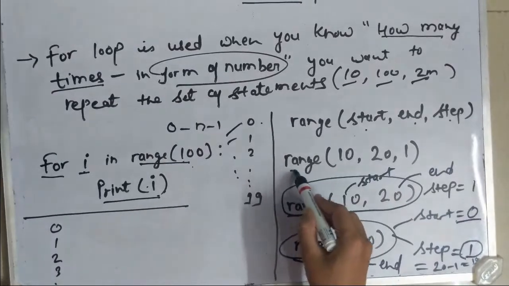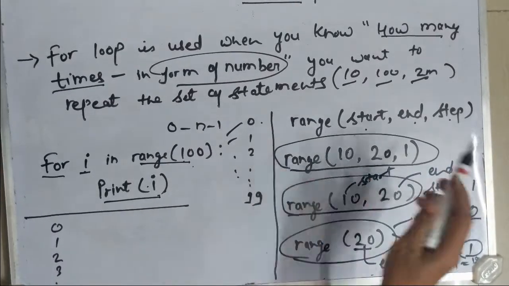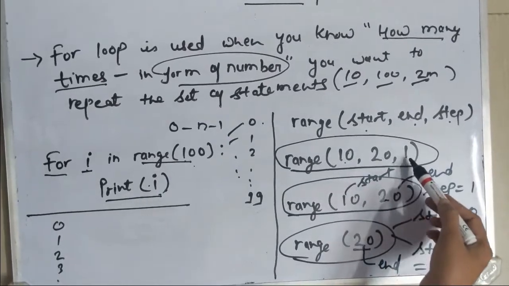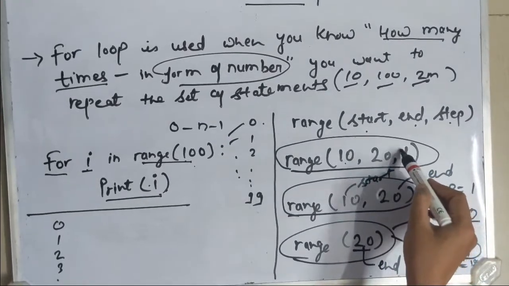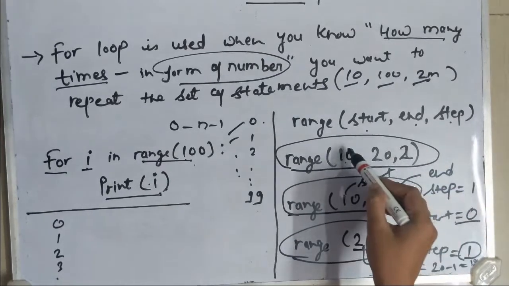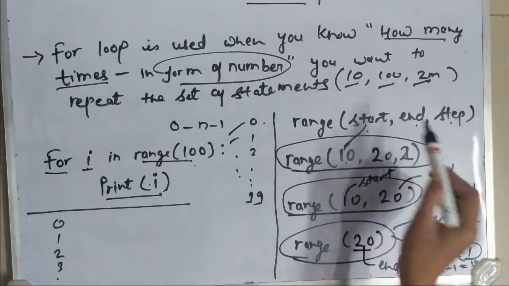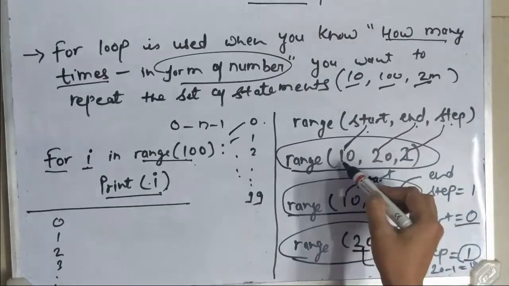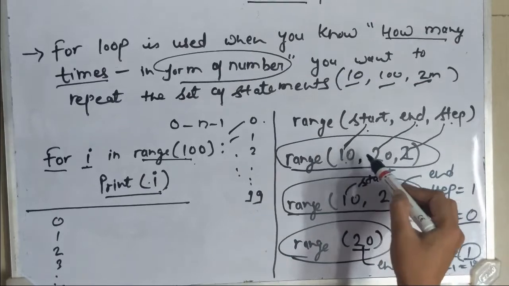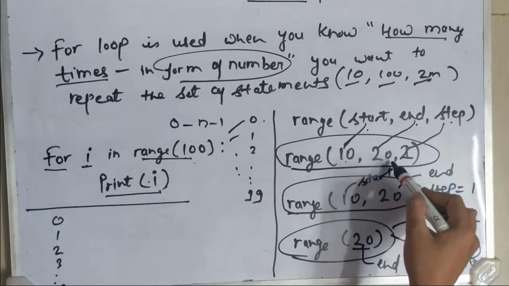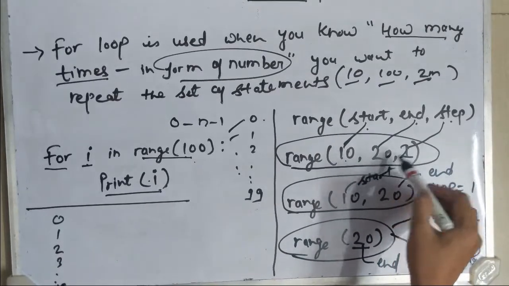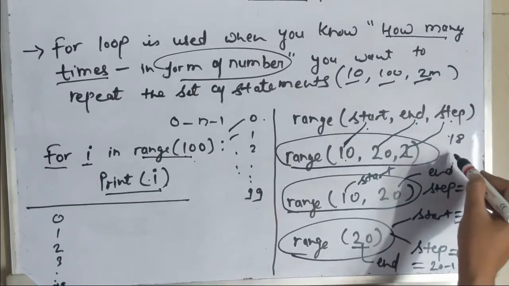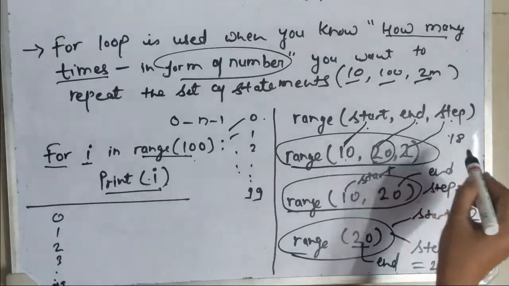Suppose I have written the range function with all three parameters. It might be possible you want to generate values from 10 to 20 with step size 1, or suppose with step size 2. So this will be taken as the start value, this will be taken as the end value, and 2 will be the step size. So it will generate the numbers 10, 12, 14 till n minus 1. The last number it is going to generate will be 18, because after this it would generate 20, which is equal to the end value, so it will stop at 18.